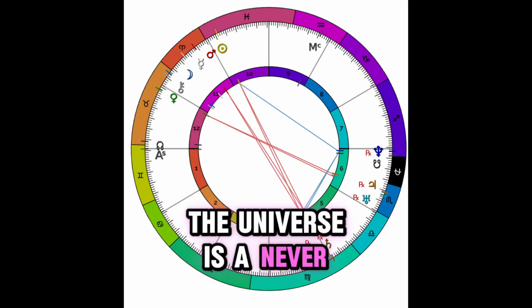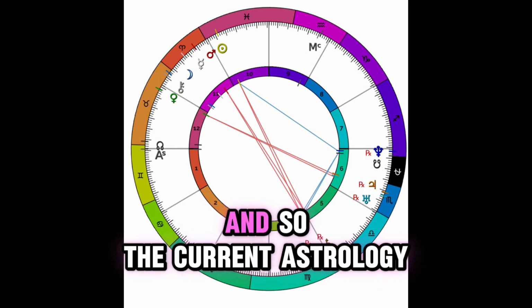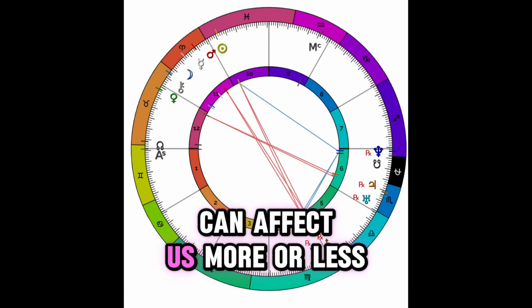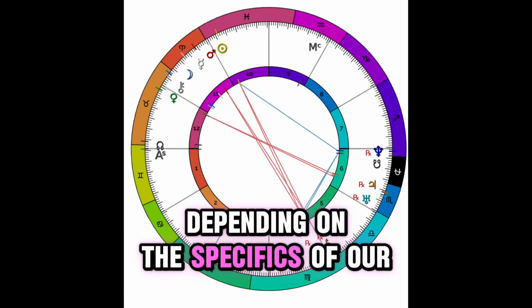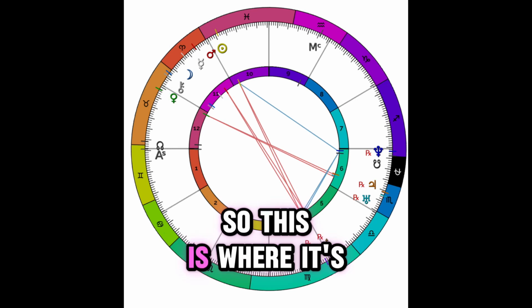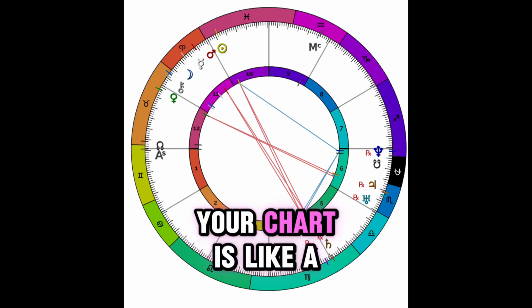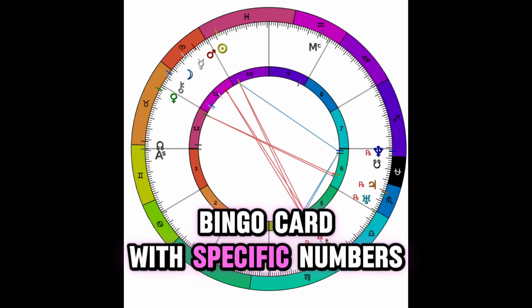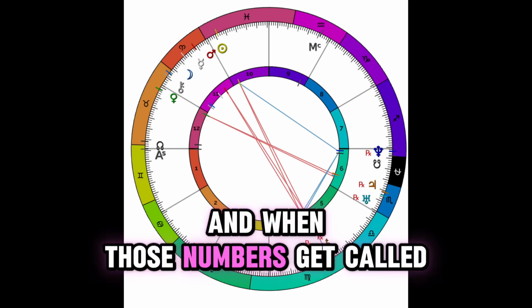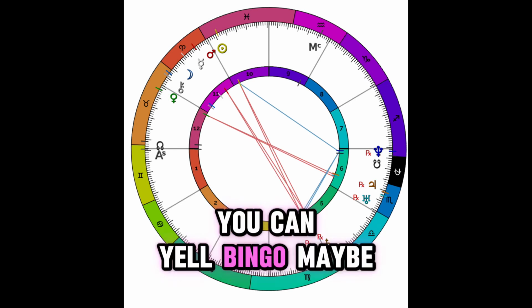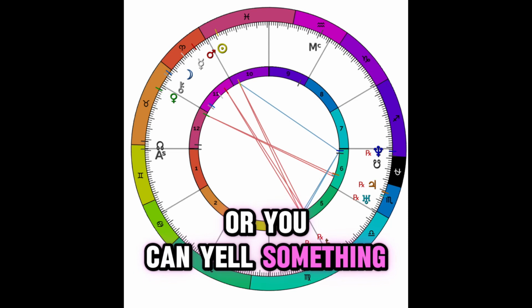The universe is a never-ending set of repeating patterns, and so the current astrology can affect us more or less depending on the specifics of our birth chart. So this is where it's like bingo. Your chart is like a bingo card with specific numbers on it, and when those numbers get called, you can yell bingo maybe, or you can yell something else.